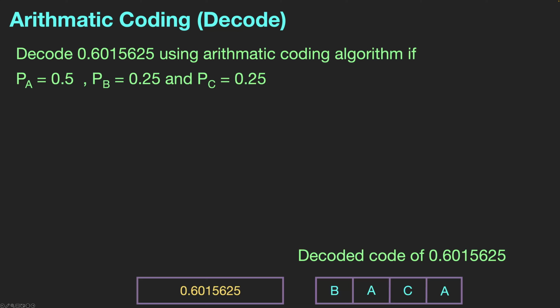In this video, we have learned the encoding and decoding of the arithmetic coding algorithm.